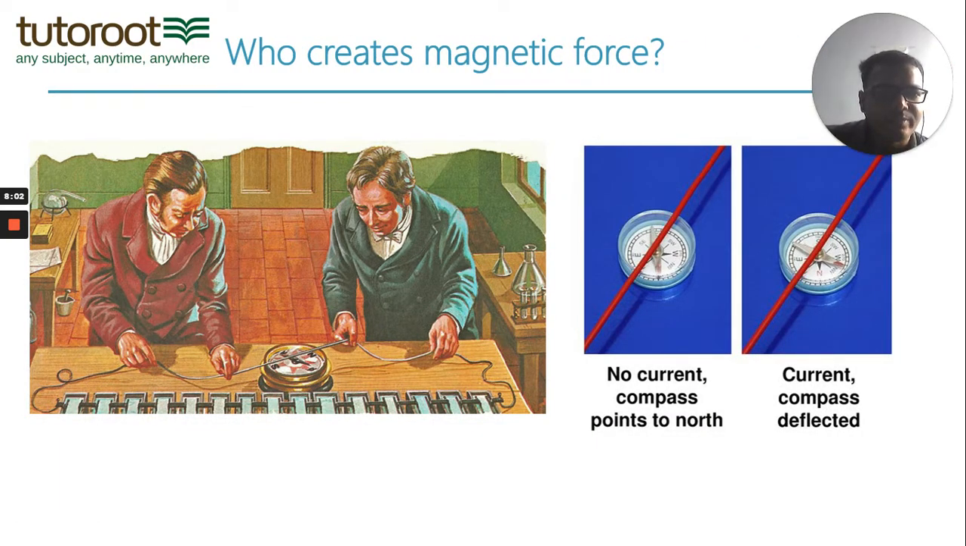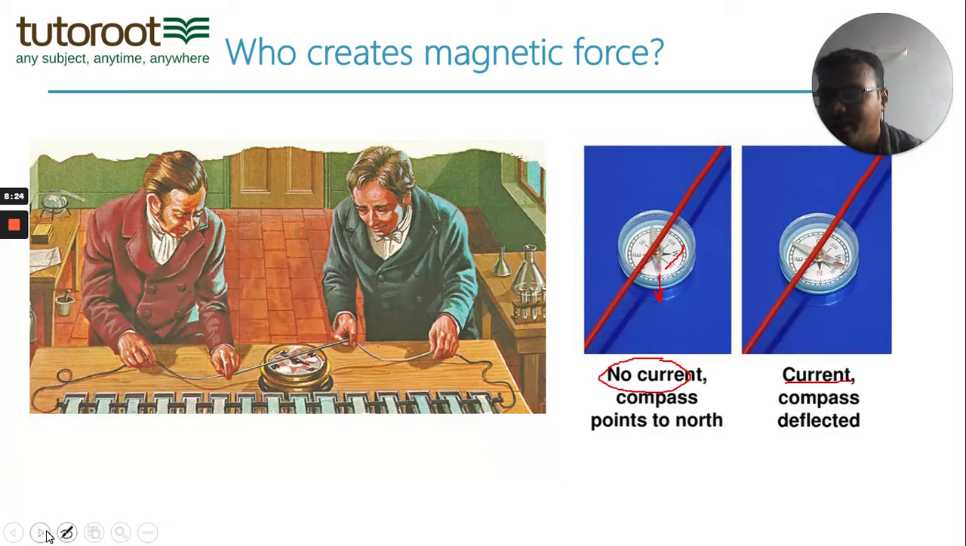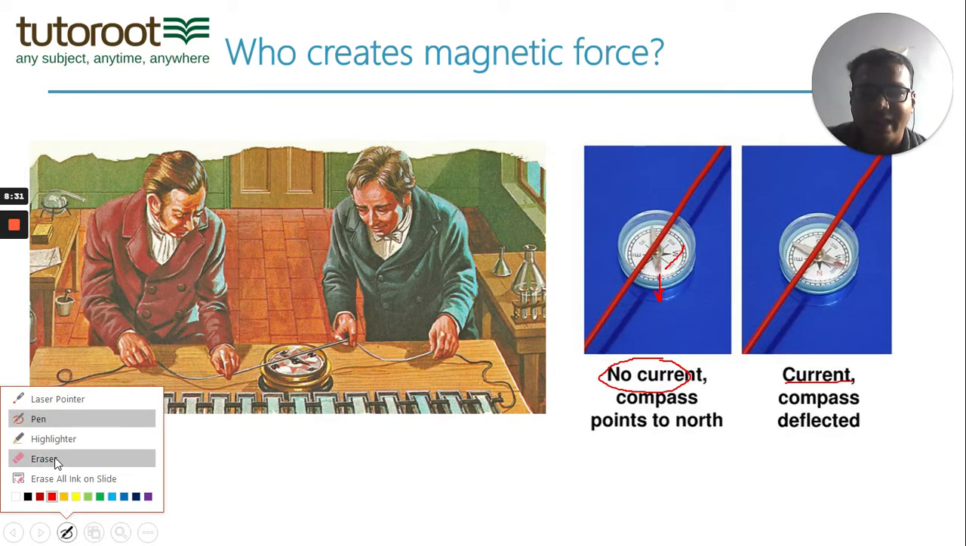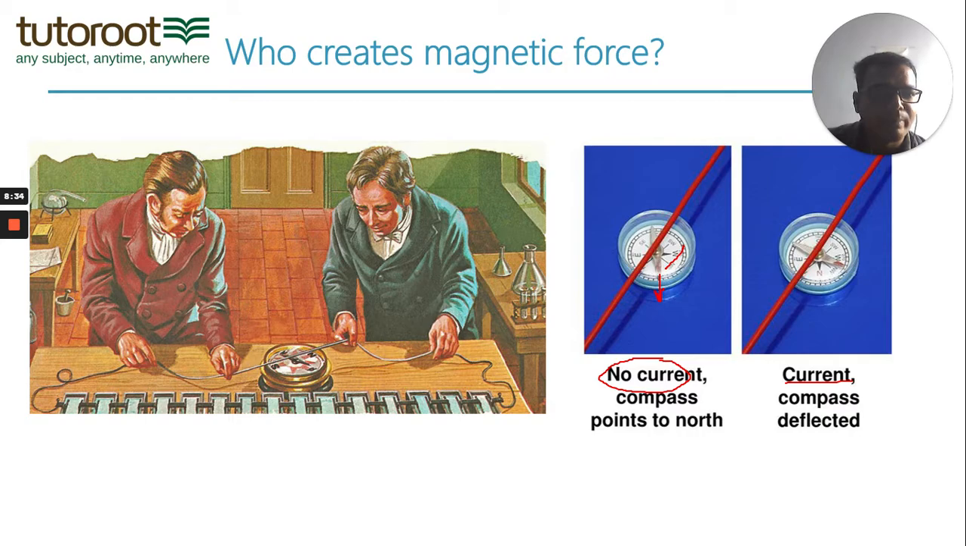If I look closely, when there is no current in the electric wire, the magnetic compass is freely pointing towards the north direction. That's very clear in this diagram. But when a current starts passing in the electric wire, the compass is deflected. Earlier the compass was pointing towards the north direction. Now it is pointing in a special direction. What do you mean by a special direction? You can see that the direction of the compass is perpendicular to the direction of the current.